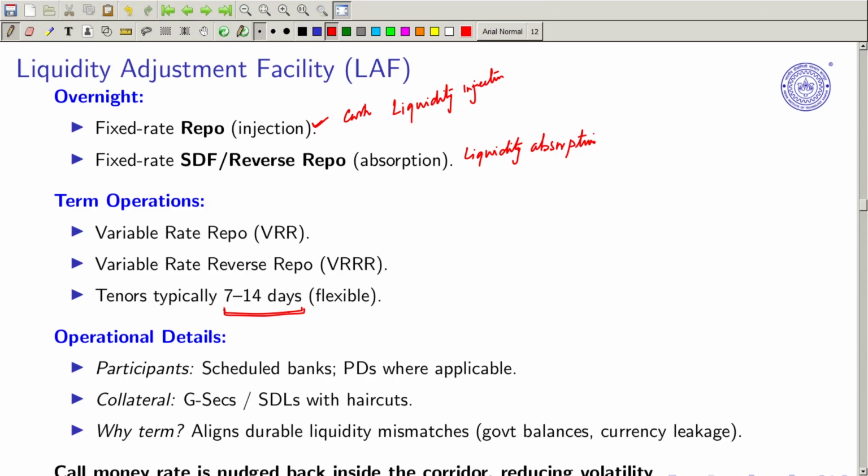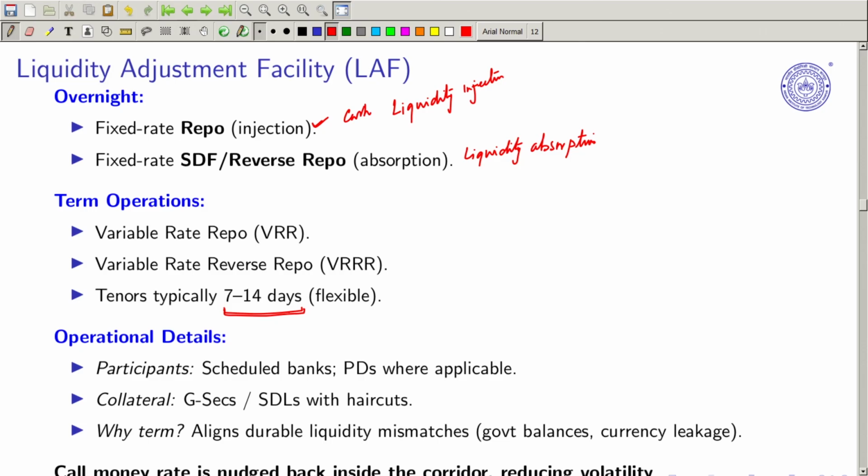In reverse repo the highest bidder will be getting, but here you have one challenge for RBI: before bidding, banks may form a cartel. If RBI is asking for bidding, they may decide to bid the lowest, in such a manner that everyone gets the benefit. So that is one aspect that could arise because of the auctioning plan.